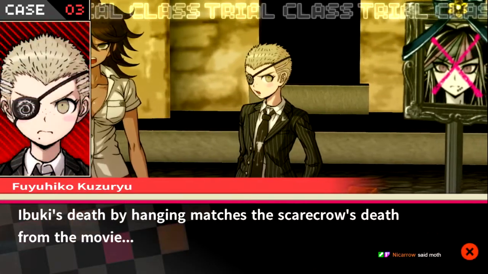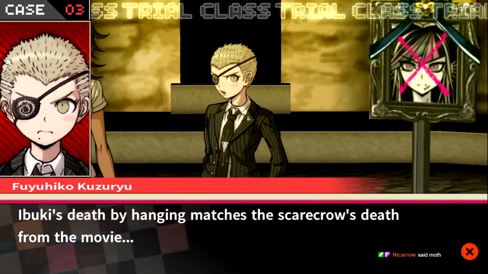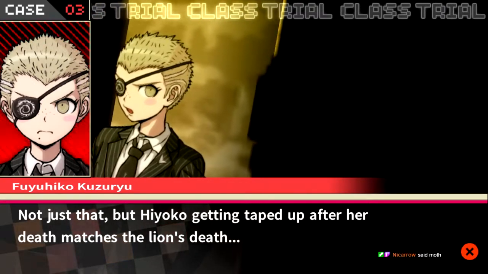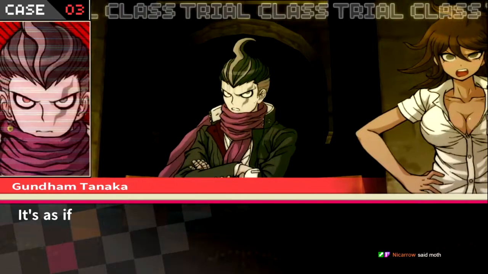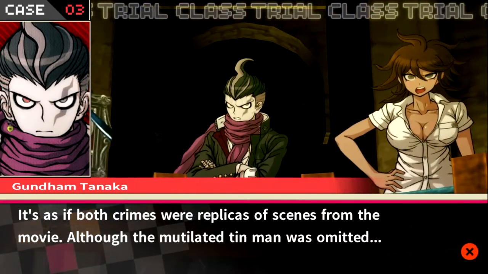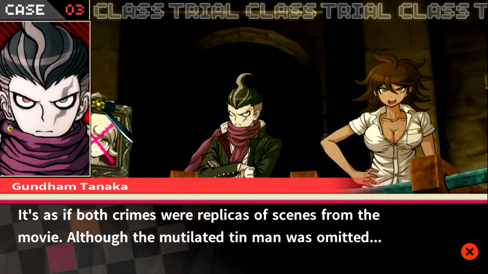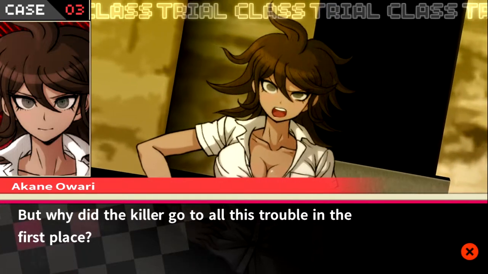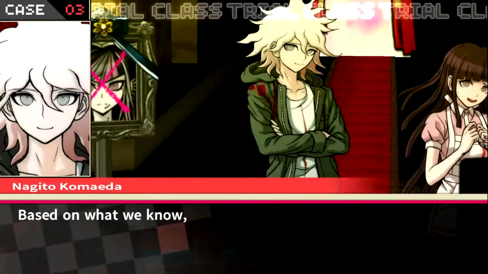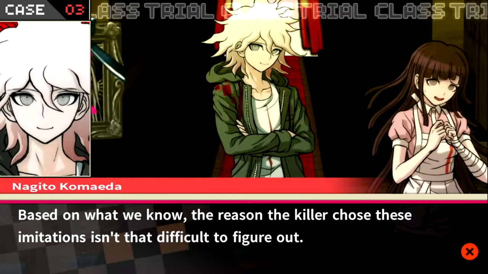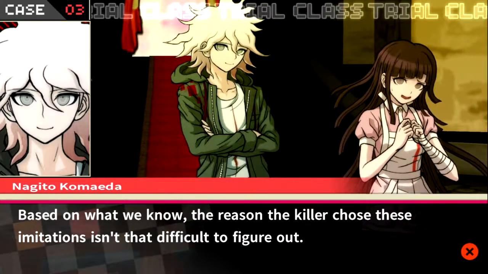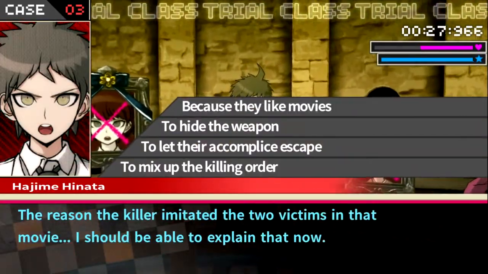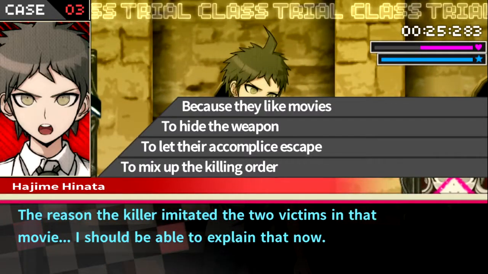Ibuki's death by hanging matches the Scarecrow's death from the movie. Not just that, but Hiyoko getting taped up after her death matches the lion's death. It's as if both crimes were replicas of scenes from the movie, although the mutilated Tin Man was omitted. But why did the killer go to all this trouble in the first place? Based on what we know, the reason the killer chose these imitations isn't that difficult to figure out. The reason the killer imitated the two victims in that movie, I should be able to explain that now.